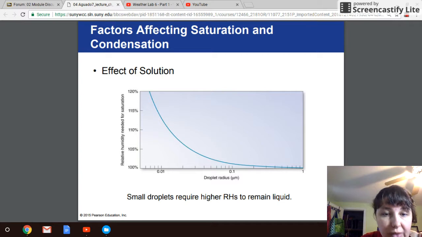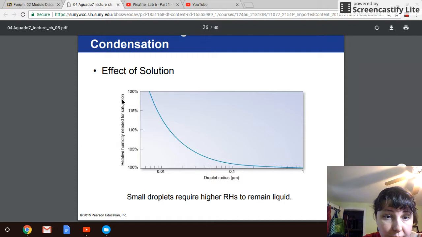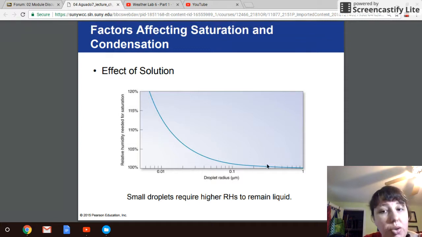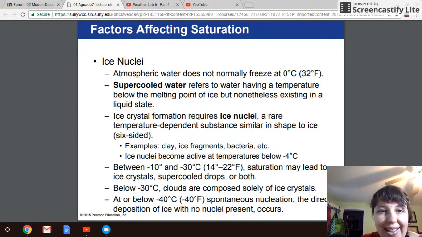One of these effects goes back into that curve, the relative humidity curve, right? So this is my saturation humidity, and this has to do with droplet radius. The greater the saturation humidity, the bigger the droplet can be, right? I tend to make bigger liquid droplets if I have a lot more water present. Kind of makes sense, right?